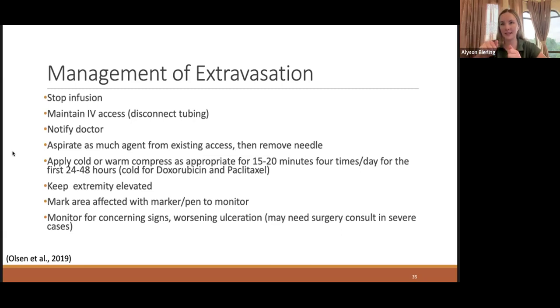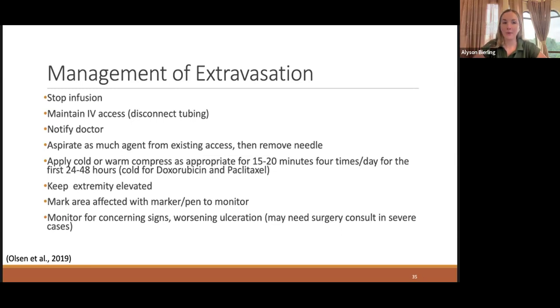So you would take another syringe, attach it to the patient's IV, and aspirate what you can from the access. And then after you've aspirated what you can, after you've taken out as much drug as you can from the patient's IV and their tissue, then you would remove that. And then at that point, you would remove the IV cannula.